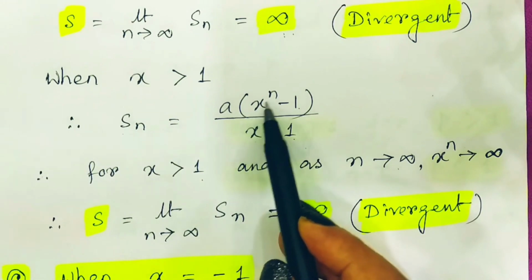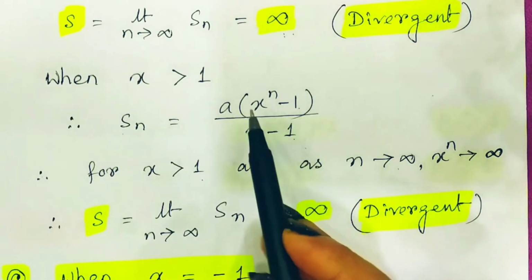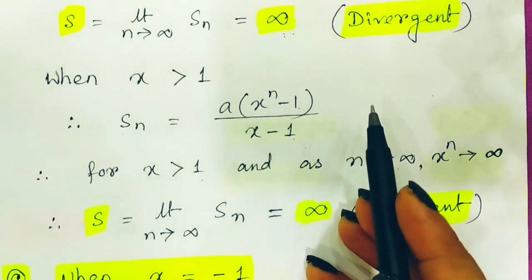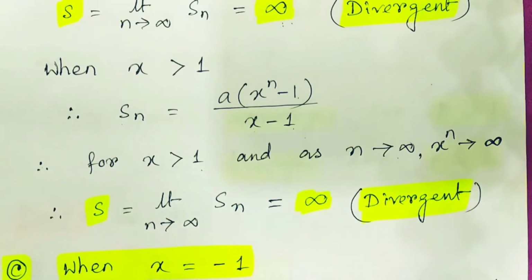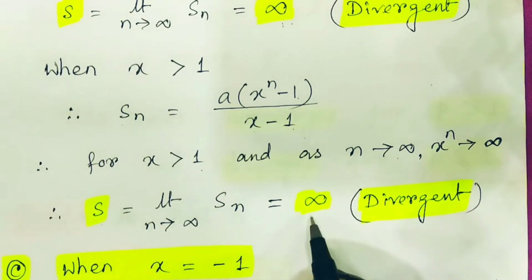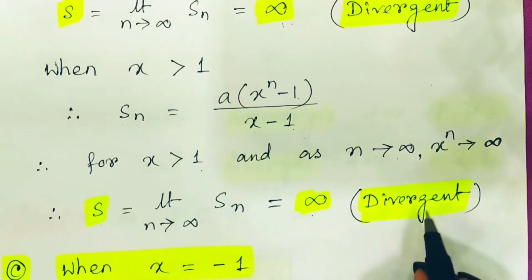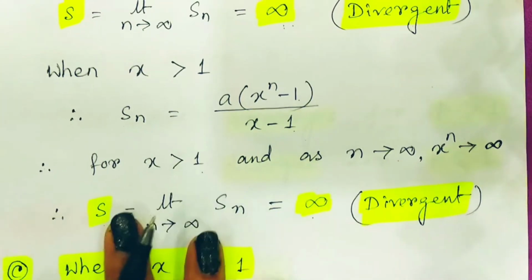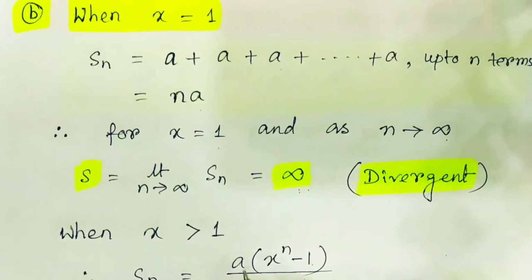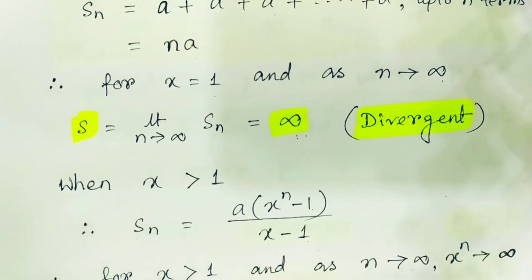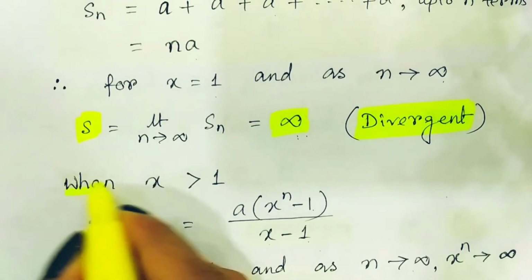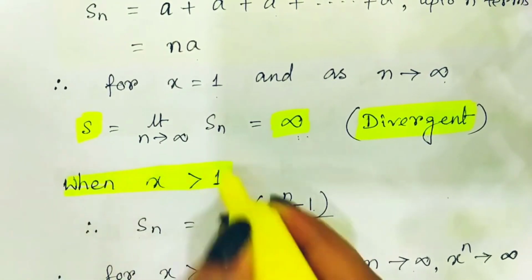So x to the power n, as n tends to infinity, tends to infinity. So when we take the limit on both sides, we find this limiting value is going towards infinity. So again it is divergent. So when x is equal to 1 or greater than 1, for both cases we will say that the series is divergent, for this one and the above one.